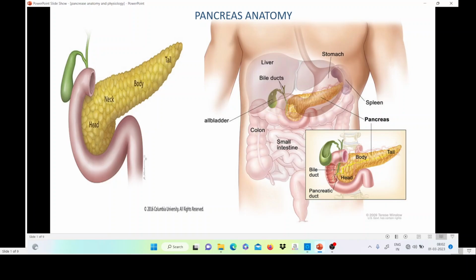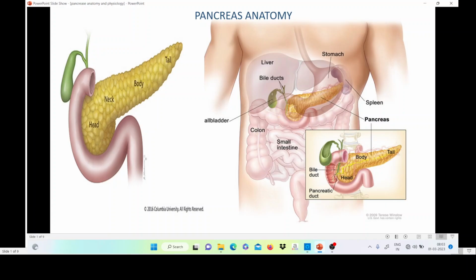Welcome back. Today our topic is pancreas anatomy and physiology. Before we talk about pancreatitis, we must know about the anatomy and physiology of the pancreas.